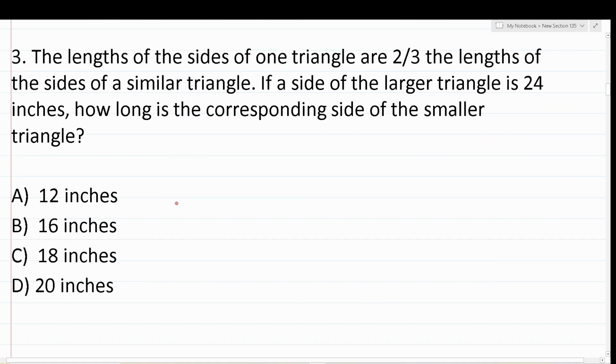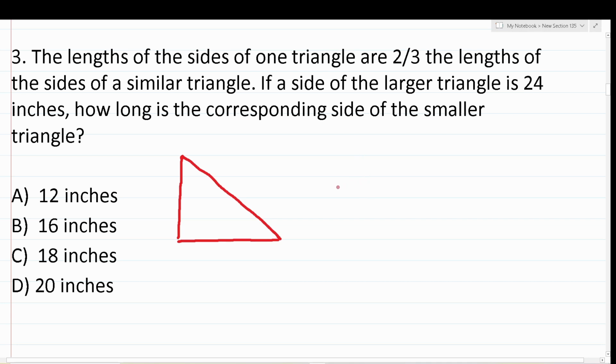All right, so number 3 says the lengths of the sides of one triangle are 2/3 the lengths of the sides of a similar triangle. If a side of the larger triangle is 24 inches, how long is the corresponding side of the smaller triangle? All right, so it should be pretty obvious that in this problem, we're comparing two similar triangles. And if it's helpful, you can quickly sketch those out. In this case, I'm going to use right triangles since those are the easiest to work with in my opinion.